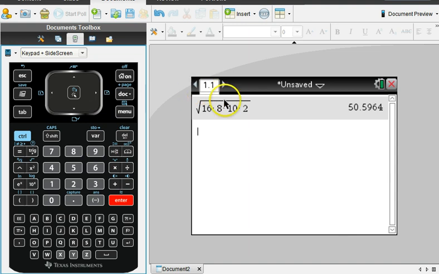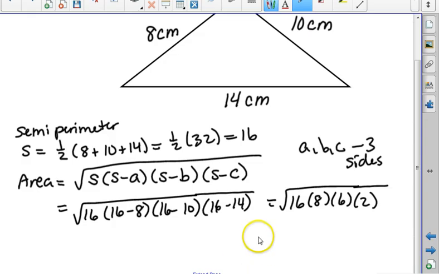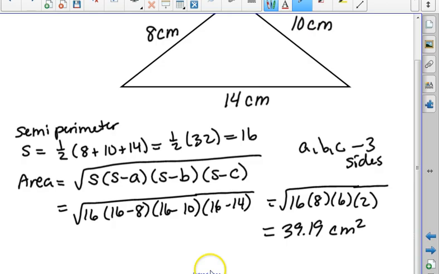And I think I typed in something wrong because that's not what the correct answer is supposed to be. I just corrected it. There's the correct answer. So about 39.19 centimeters squared is our answer. Double check again. Okay, good, got it. Now, let's do one more problem.